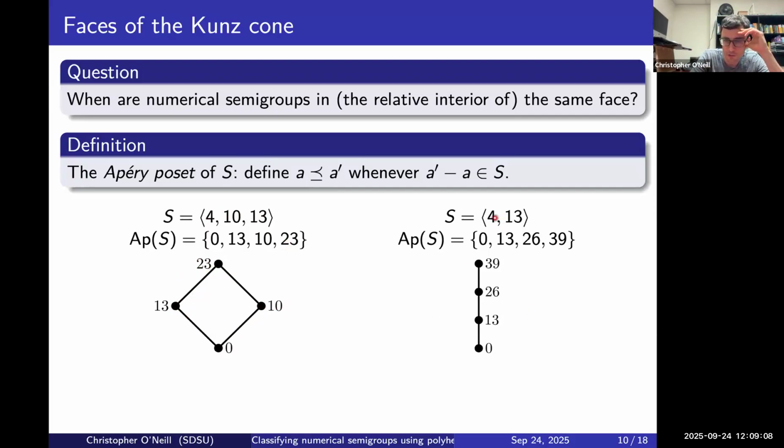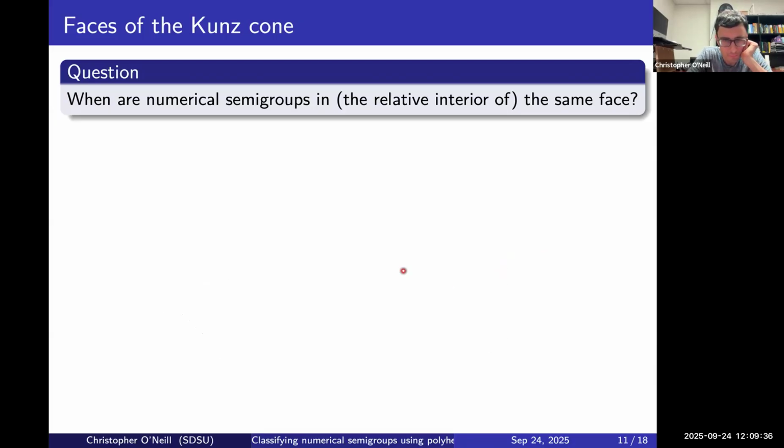Versus over here, if we have just 4 and 13 as minimal generators, then the remaining apiary set elements essentially have to just be multiples of 13. Because notice, to get the other elements here, all we can do is add 4s and 13s together, but adding 4s doesn't change our mod class. So the only way to get over here is to add 13 to itself over and over. And so the poset we end up getting is a total ordering, working out multiples of 13. So this is the apiary poset.